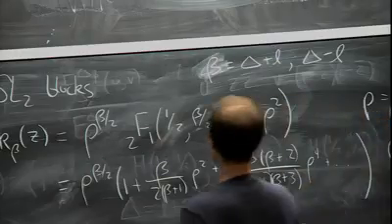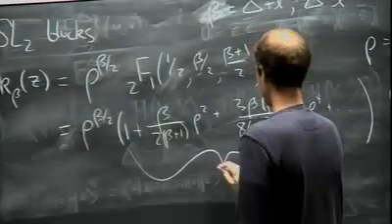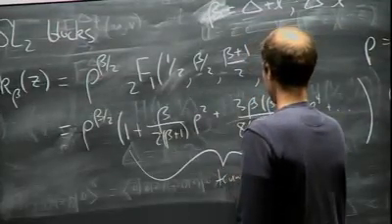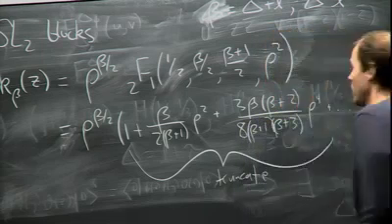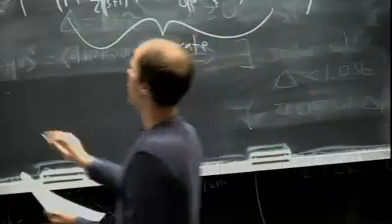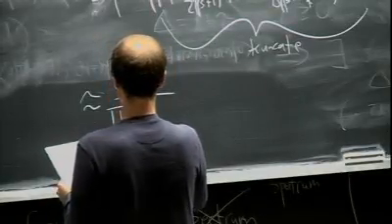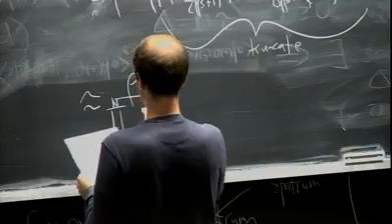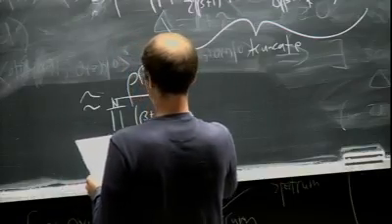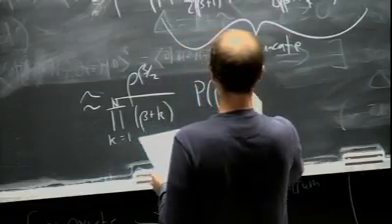So the idea to get a polynomial approximation is to truncate this at some large order. And then you get that this is equal to rho to the beta over 2 over a product of poles up to your truncation order, beta plus k, times some polynomial in beta and rho.